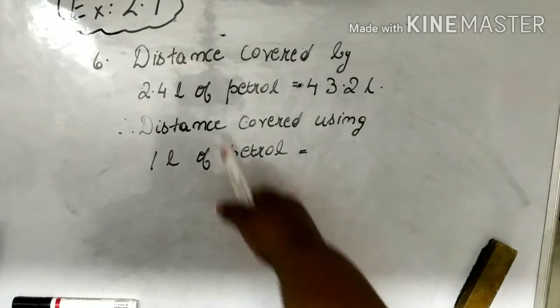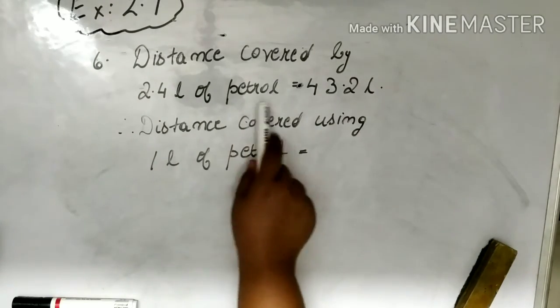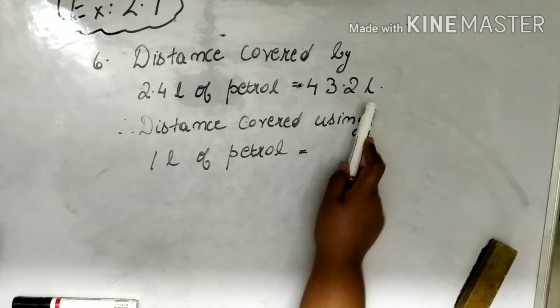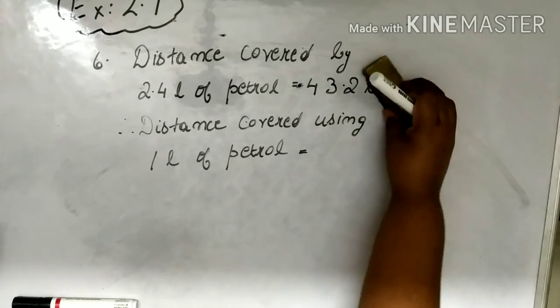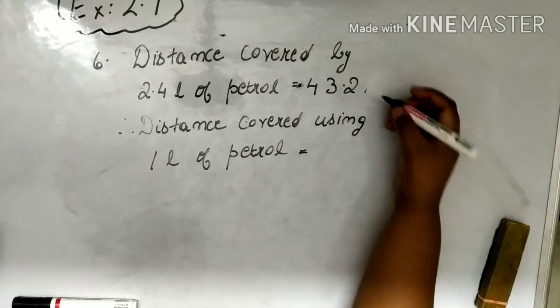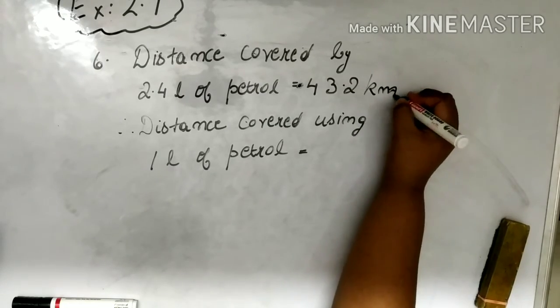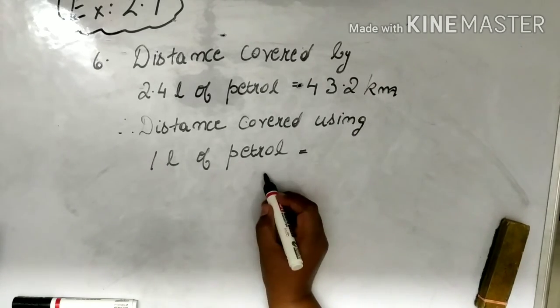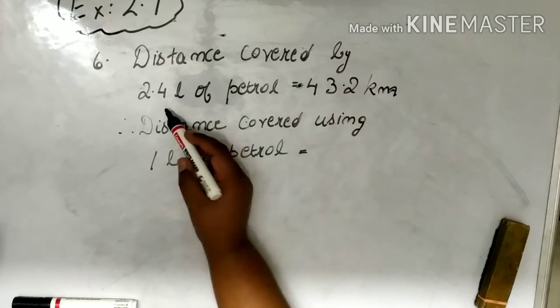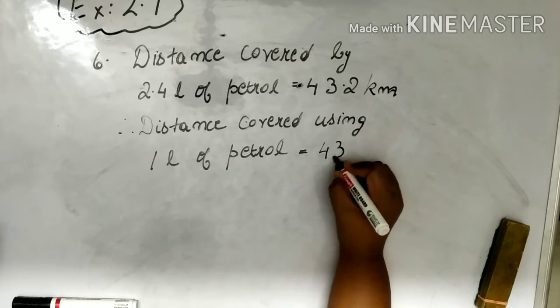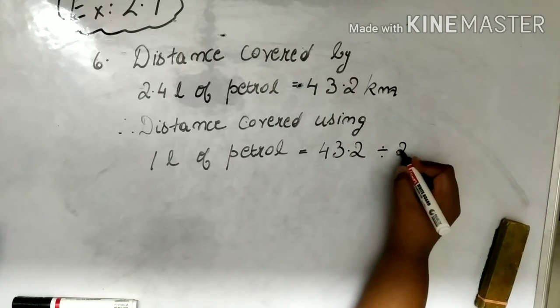A vehicle covers a distance of 43.2 kilometers in 2.4 liters of petrol. How much distance will it cover in 1 liter of petrol? The sixth question. So let's solve this. Distance covered by 2.4 liters of petrol is 43.2 kilometers. And distance covered using 1 liter of petrol, simple, you have to do the division. That is 43.2 divided by 2.4.